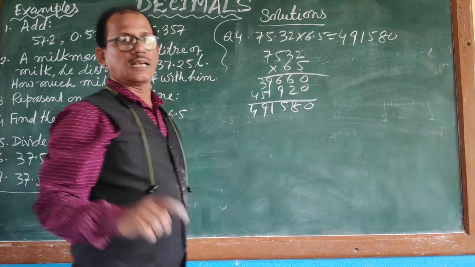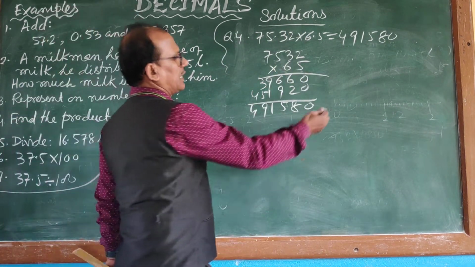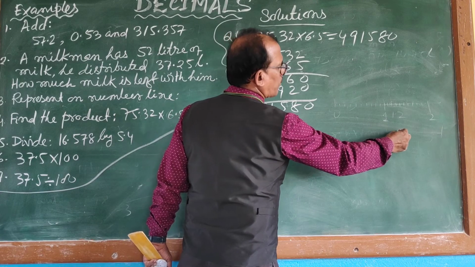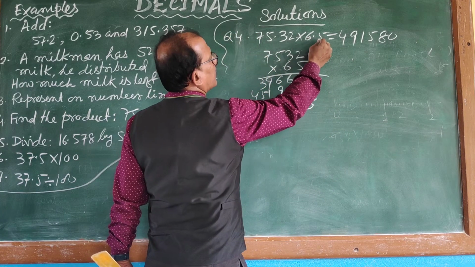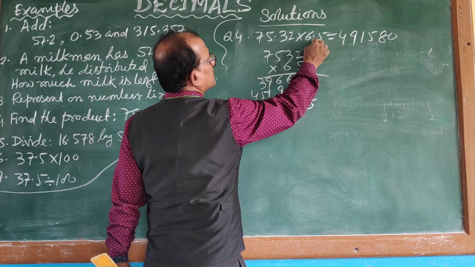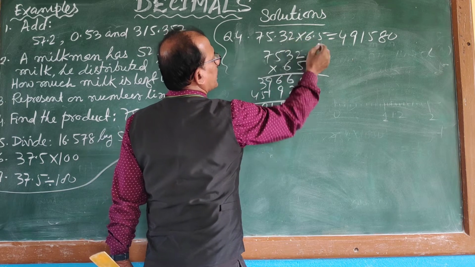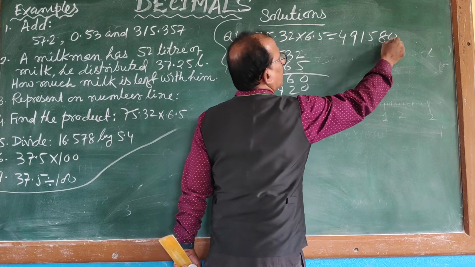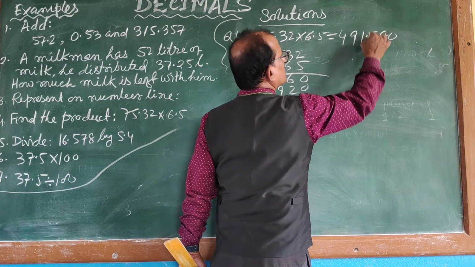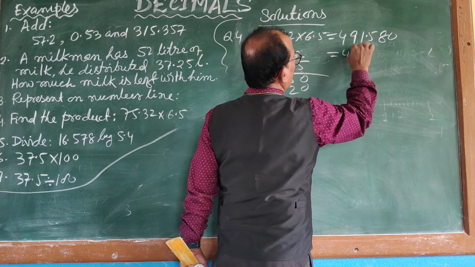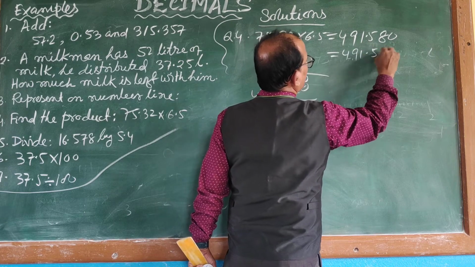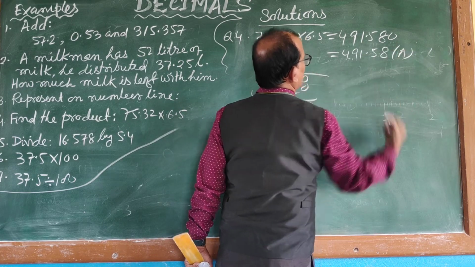This much came. Now you count the decimal digits. Decimal digits should always be counted from right to left. For these numbers, there are 2 decimal places in one and 1 in the other, total 3 decimal places. From right to left, 1, 2, 3. So the answer will be 491.580. The product answer will be 491.58.